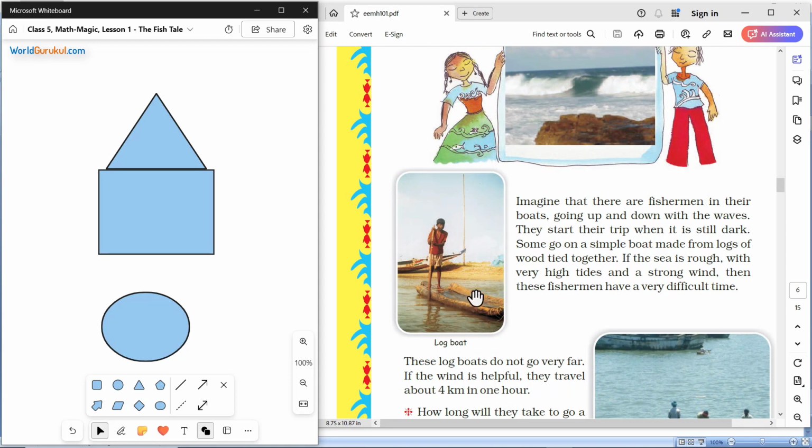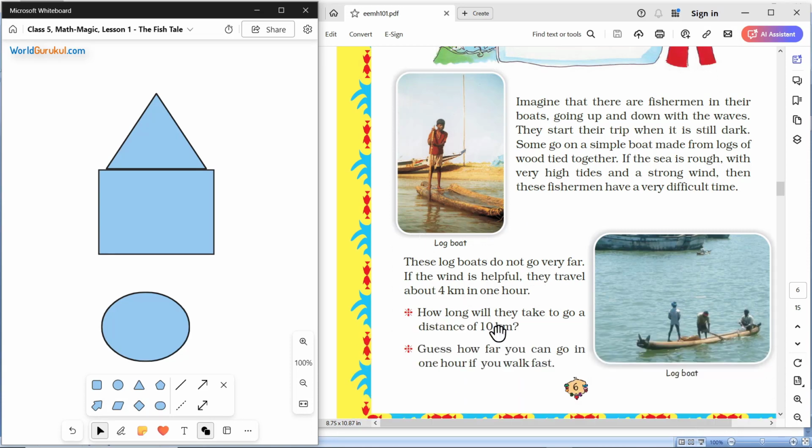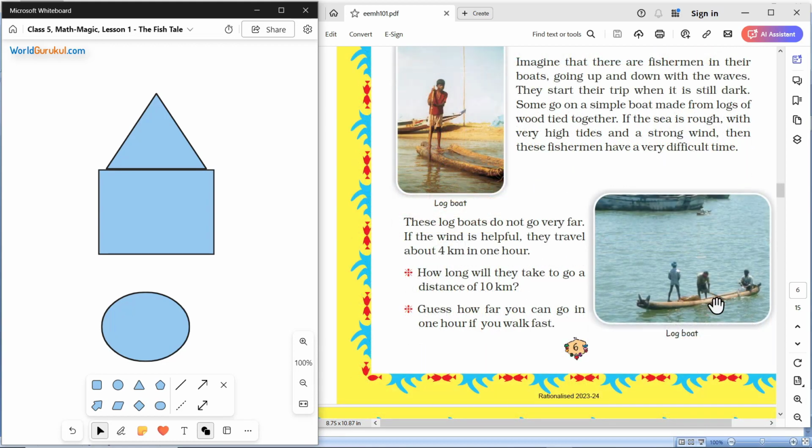So if you go to any beach or any river banks or any small lakes, ponds also, you will see fishermen like this with small boats and with nets. Half of their life they spend on the waters, so they are good swimmers. And here you see a log boat made of logs, and with this they do not go deep into the sea, and once they catch enough fish, they come back to trade them to make money.